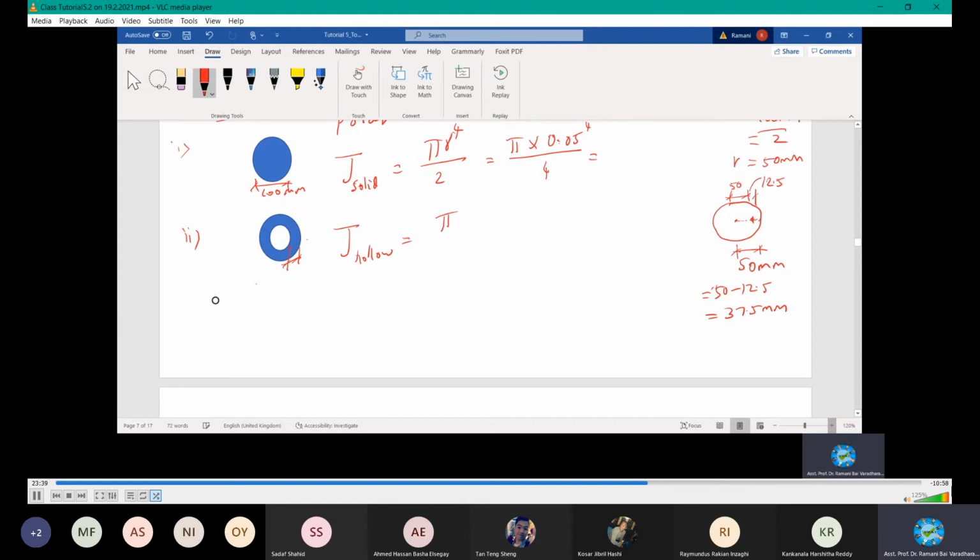Okay, I just put order. This is hollow, right? This is hollow. So I need to find out the net diameter acting at this point, available at this point.